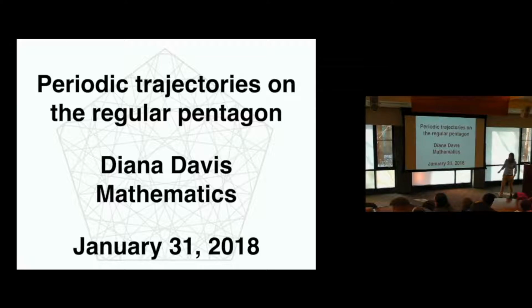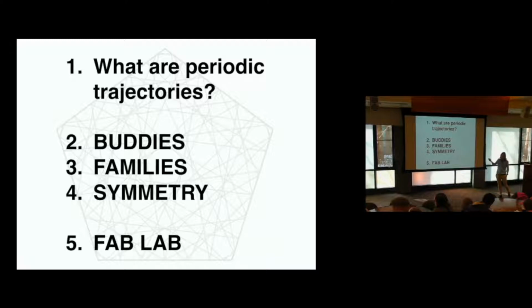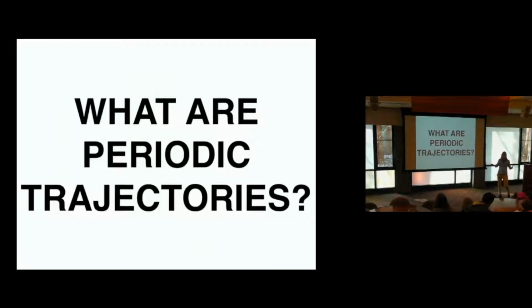So I'm going to tell you about periodic trajectories on the regular pentagon. And here's the plan. First of all, we'll talk about what are periodic trajectories. Then I'll talk about three things I really like about them, which I call buddies, families, and symmetry. And then at the end, I'll give a little plug for the Fab Lab and show you how these things were made.